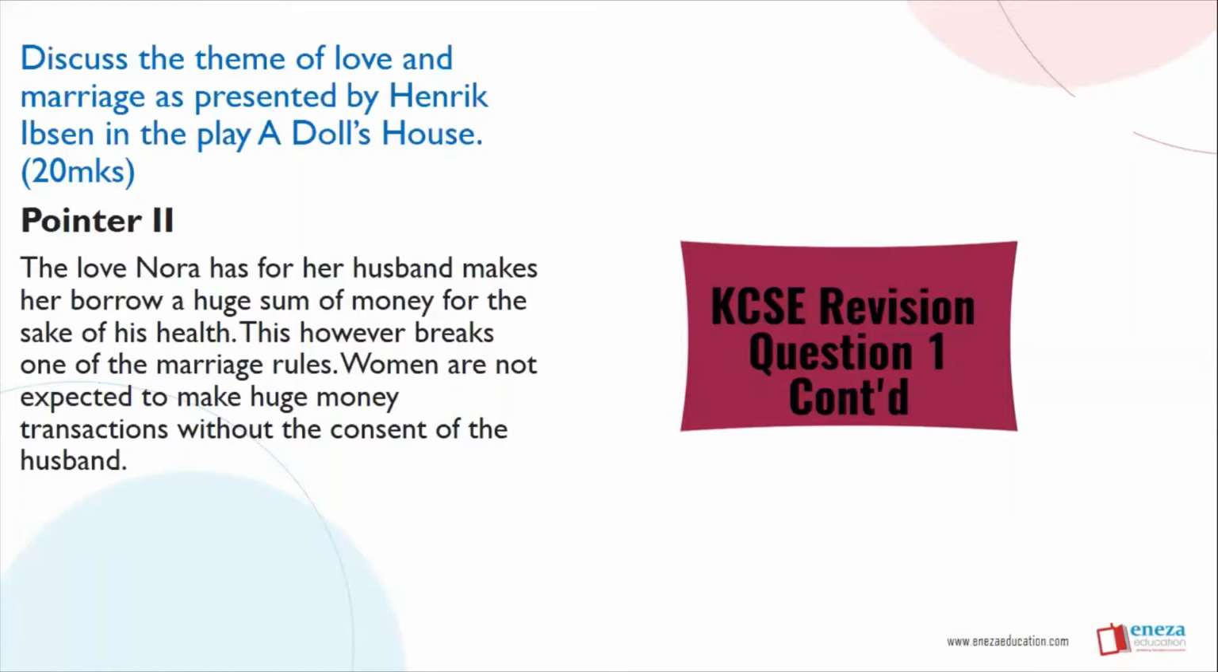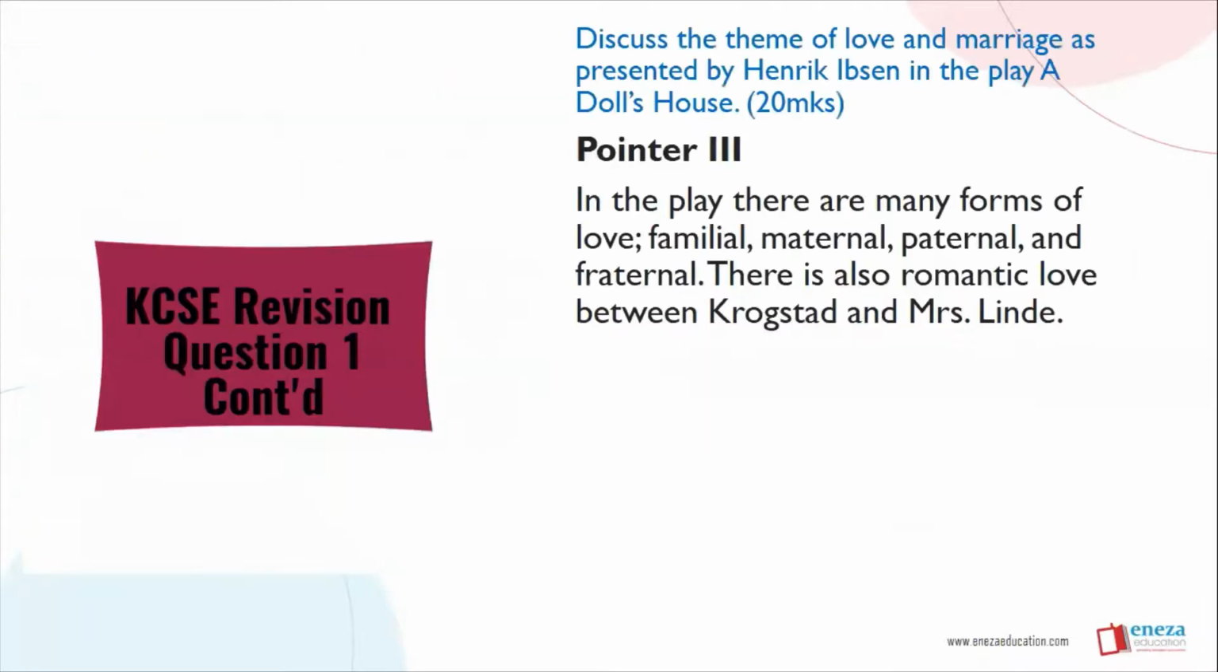Also, we have many forms of love in the play: familial, maternal, paternal, and between Krogstad and Mrs. Lind. There are different types of love: love between parents and their children, and children loving their parents. We also have love from both sides, for example Nora's father. There is also a romantic love between Krogstad and Mrs. Lind, which was hoped to lead into marriage but did not, due to various reasons. For example, Krogstad didn't have enough money, which Mrs. Lind wanted at that time.